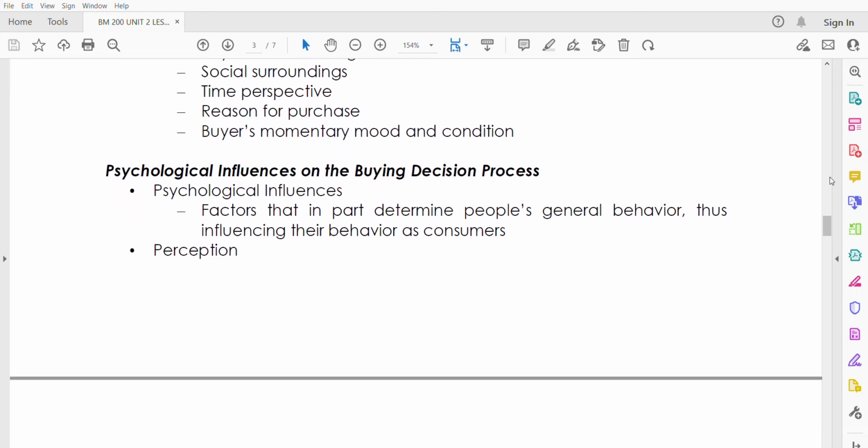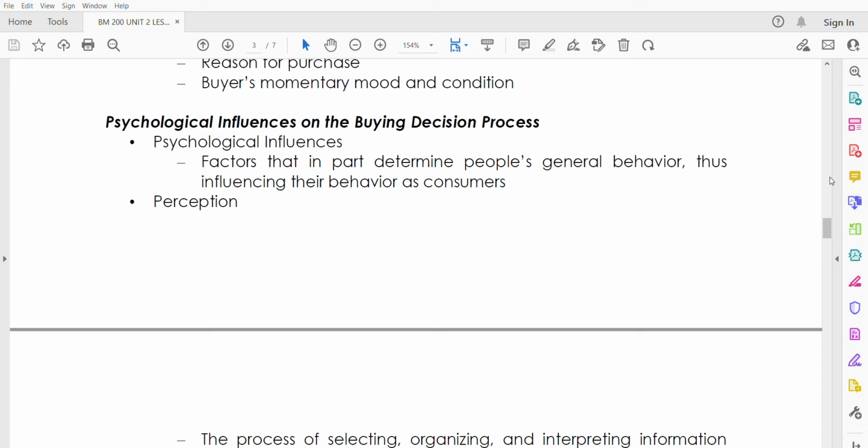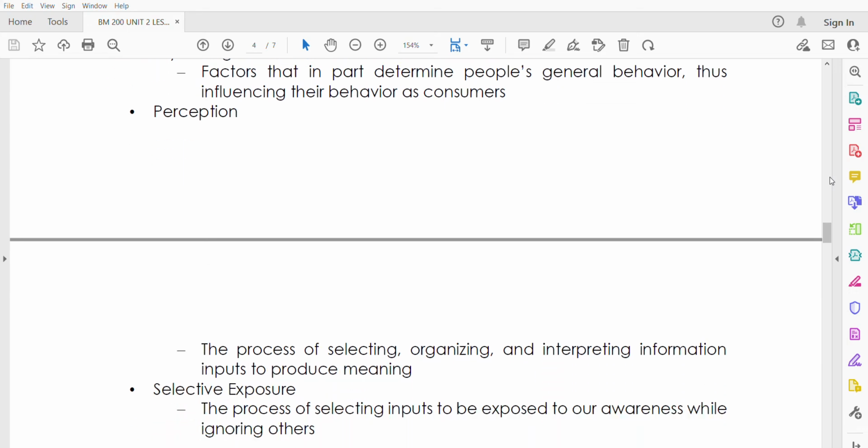Then we also have psychological influences. These are factors that in part determine people's general behavior, thus influencing their behavior as consumers. One is perception, the process of selecting, organizing, and interpreting information inputs to produce meaning. So you perceive first the use of the product. Is it worth it? Is it not worth it?